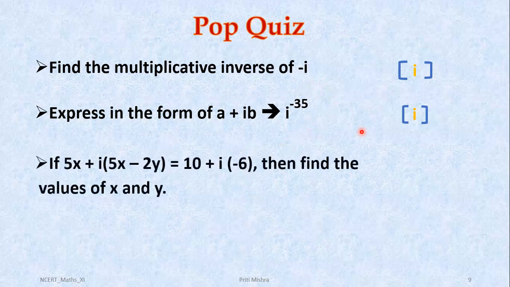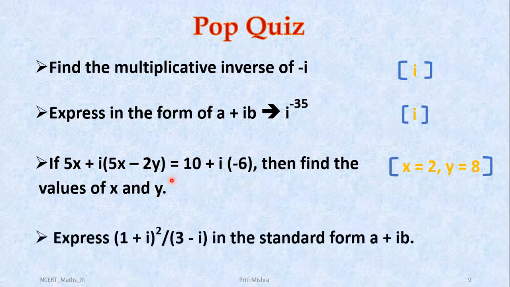Let's have another question. If 5x plus i into 5x minus 2y is equal to 10 plus i into minus 6, then find the values of x and y. Yes, it's again a very simple question. I hope you can do it. So the answer is x is equal to 2 and y is equal to 8. You just had to compare the real parts and the imaginary parts.